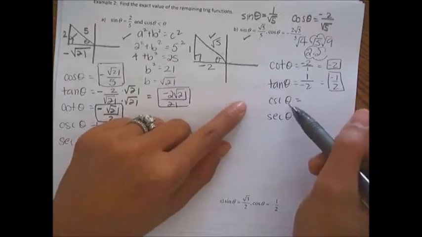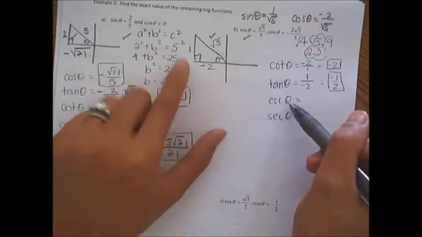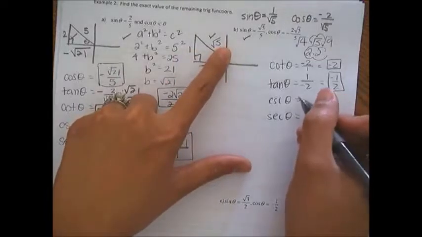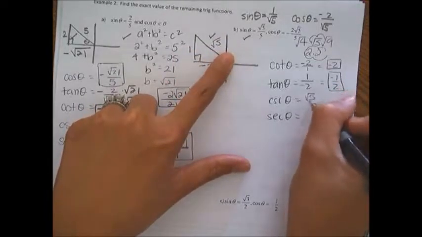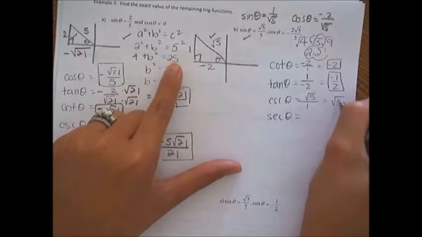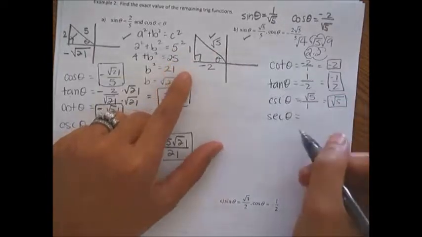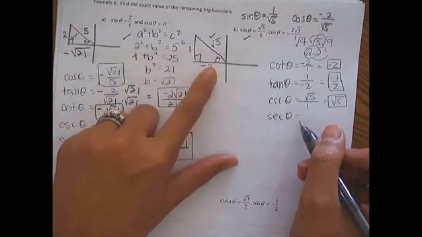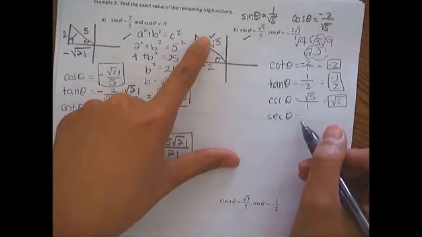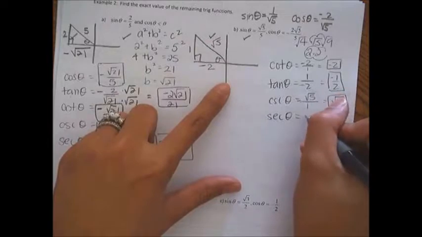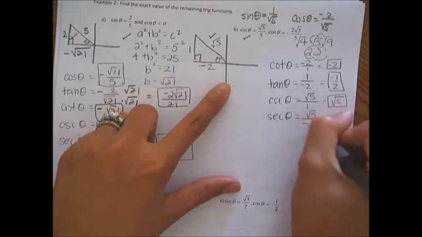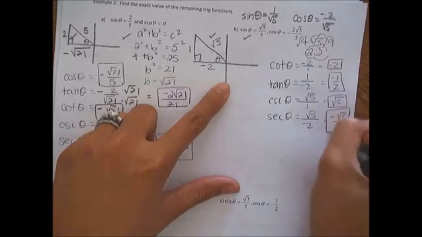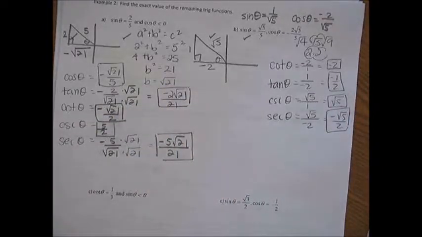Cosecant, I just have to take the reciprocal of sine. So if sine is opposite over hypotenuse, then cosecant is hypotenuse over opposite, or simply square root of 5. Secant is going to be the reciprocal of cosine, and cosine is adjacent over hypotenuse. So if I flip it, I'm going to have hypotenuse over adjacent, which is really negative rad 5 all over 2. Okay, so those are my 4.